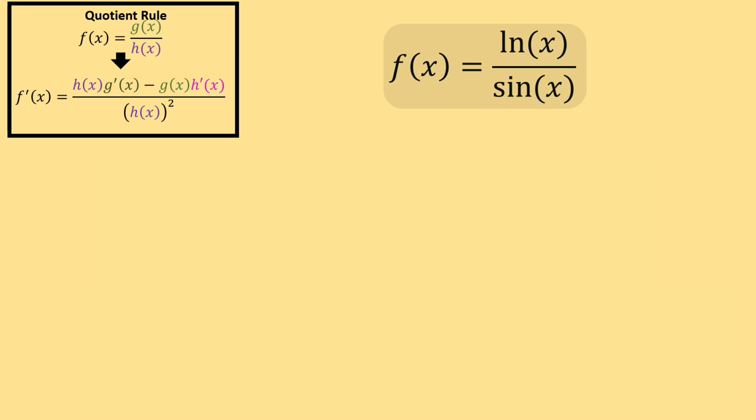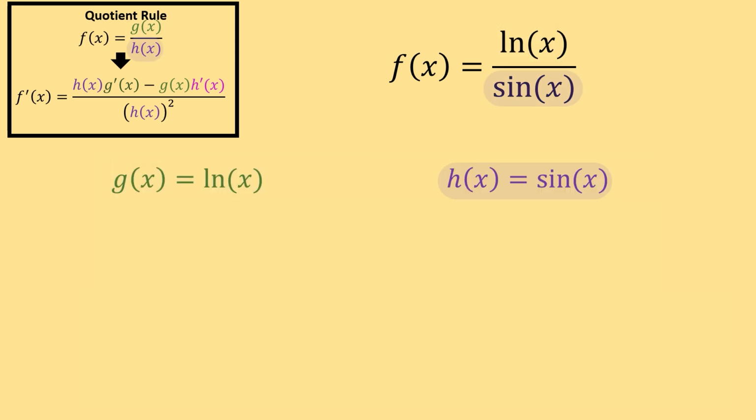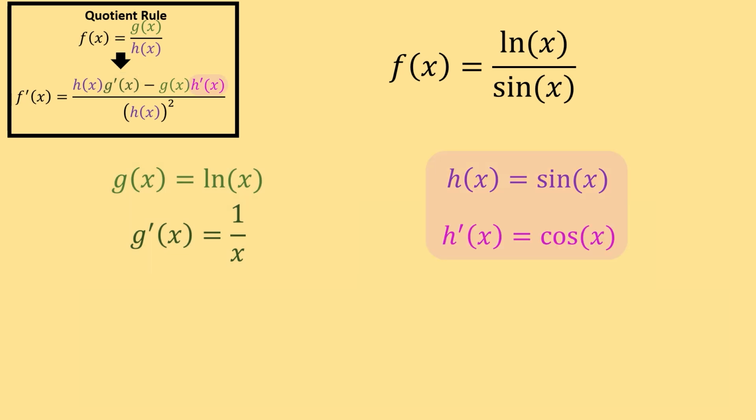Suppose we have a function like this. We have natural log of x divided by sine of x. Quickly, we see that natural log is our top function, and sine of x is our bottom function. And so let's take the derivative of our top and our bottom function. The derivative of natural log of x is 1 over x, and the derivative of sine of x is cosine of x. And for both of these functions, you may have to memorize those derivatives for your class.